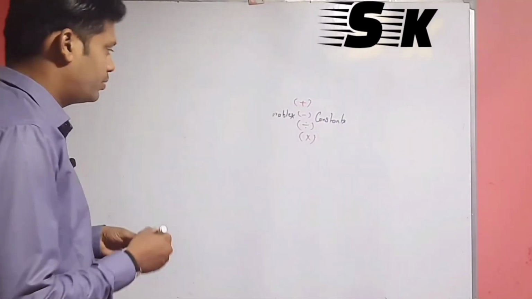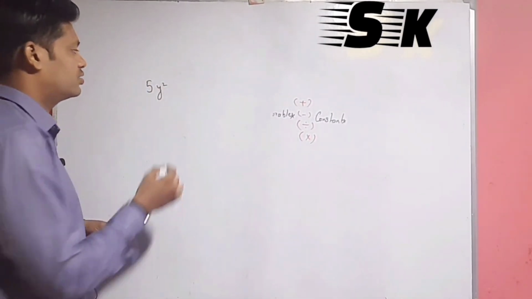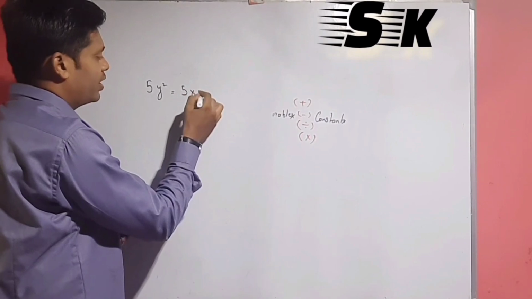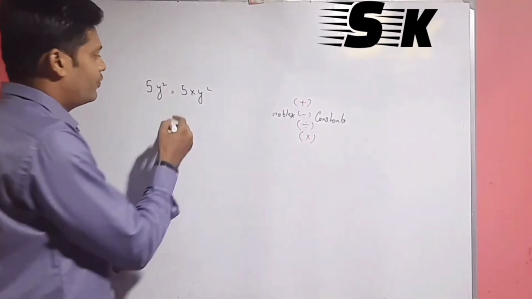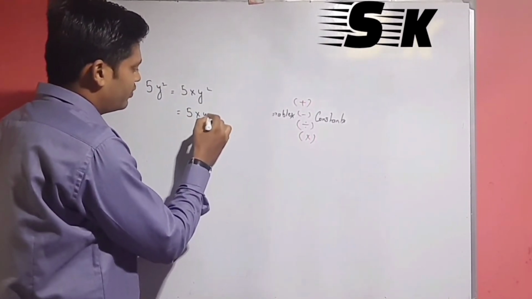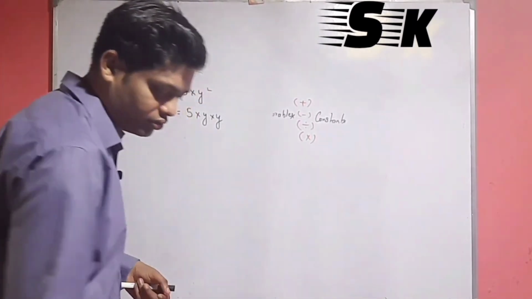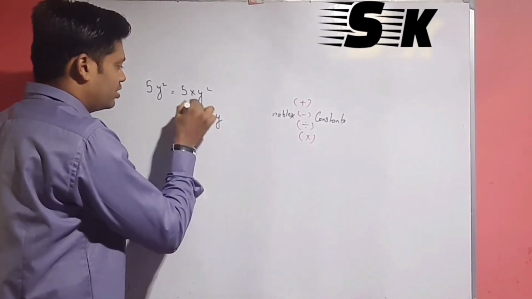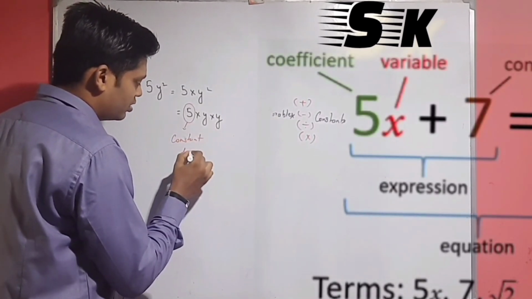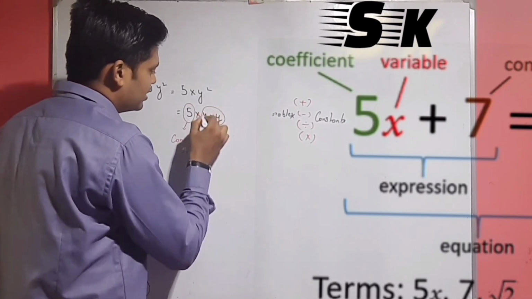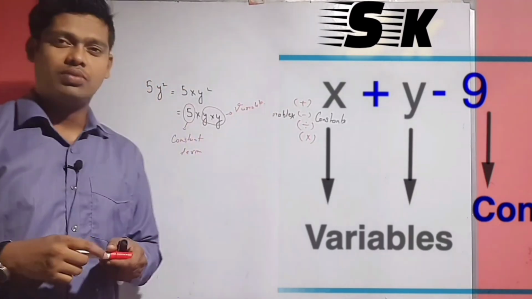For example, they have given me 5y square. Now how can I write this one? I can write 5 multiply y square, because the relationship between 5 and y square is a multiplication. Further, I can expand it to 5 into y into y. It shows that this is a constant term. And what about these two y's? These are variables. Very good. So you understood what I'm trying to say.